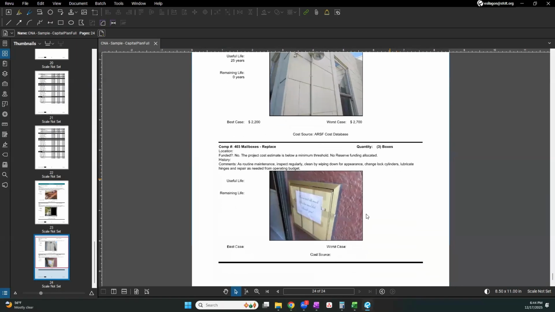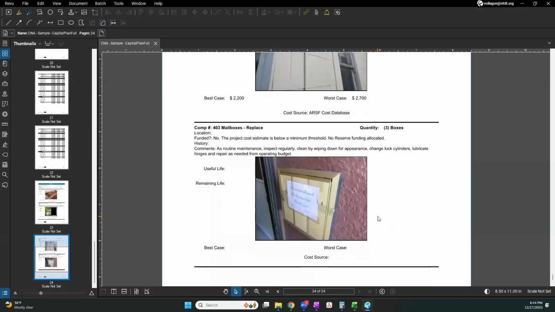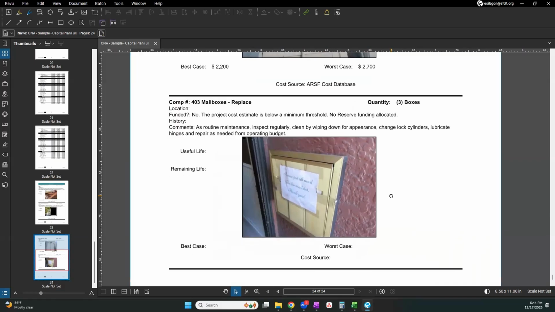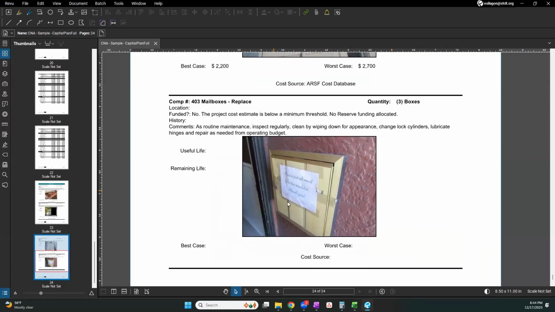And it brings me into the next part, which is what's missing from these reports. One of the first things I can point out for you here, they had a component for the mailboxes, and you notice there's no best case and worst case. And they noted it here because typically mailboxes don't really need replacement. They can be maintained and repaired. You can repair the locks and the hinges and just keep it clean.